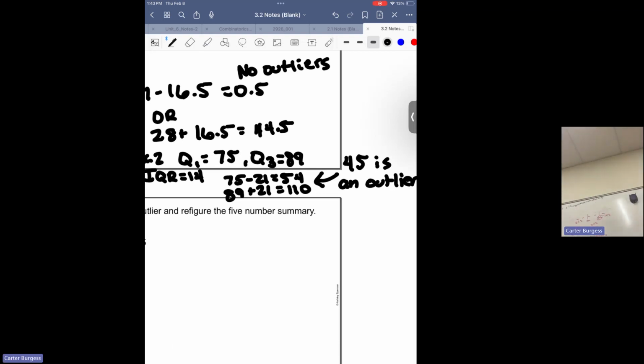Again, just for clarity, where did I get this 21? 14 times 1.5. 14 and then half of itself, 21.